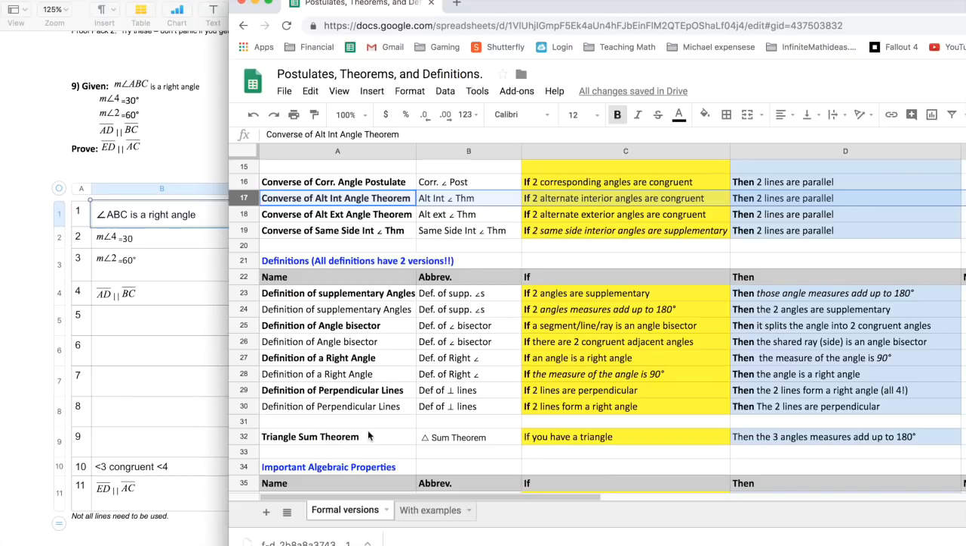And again, this triangle sum theorem should be under theorems, but it's okay. It's under here for now. But anyway, which of these says if it's a right angle? There it is, right there. I look in the yellow. If an angle is a right angle, did that get said? Yes, it got said right here. So then I know I'm going to write this: the measure of the angle is 90. Okay, I know that now.